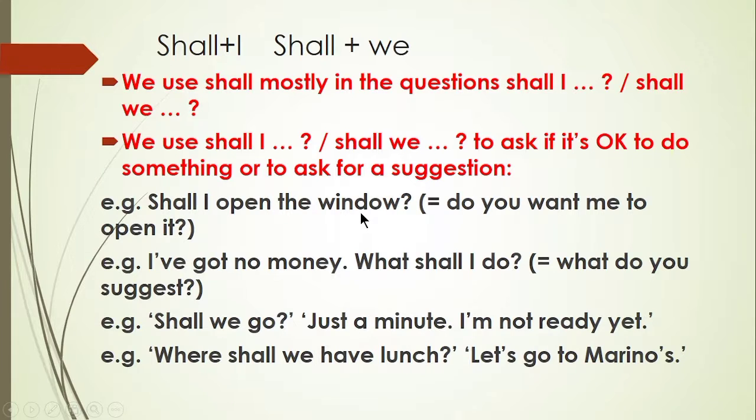I'm asking for permission. I've got no money. What shall I do? What do you suggest? So what do you want me to do? Shall we go? Just a minute. I'm not ready yet. Where shall we have lunch? Let's go to Marino's. Okay, so that is how we use shall I and shall we.